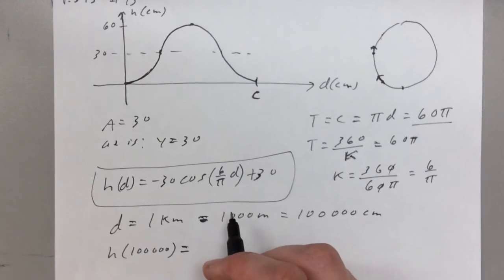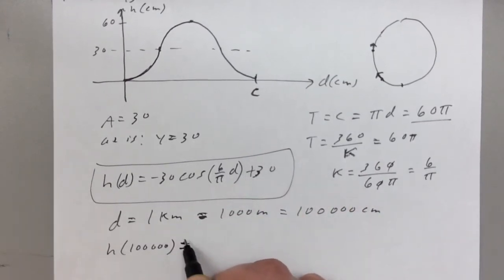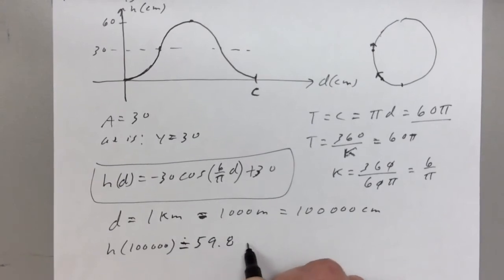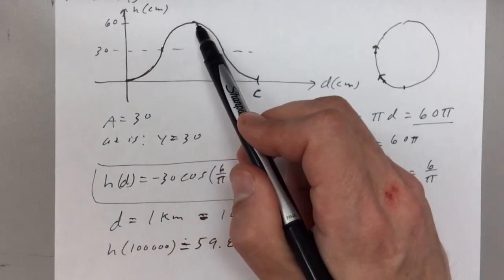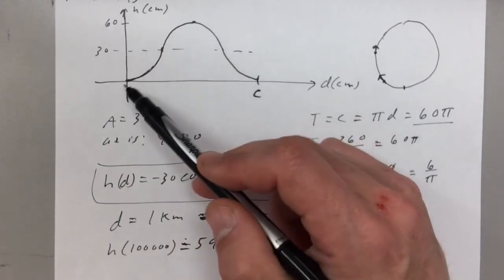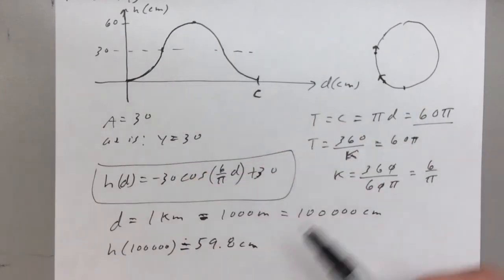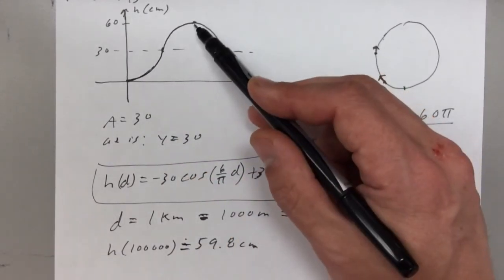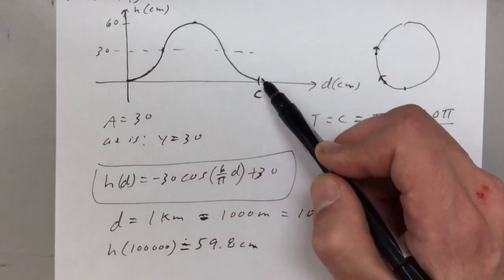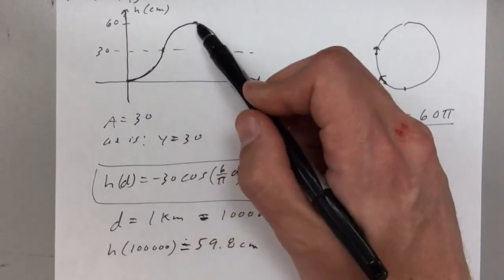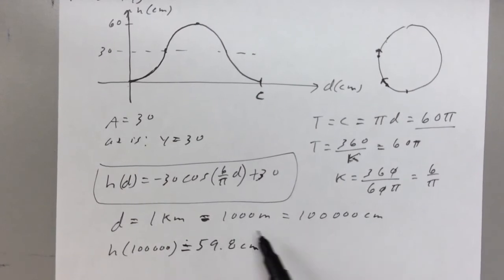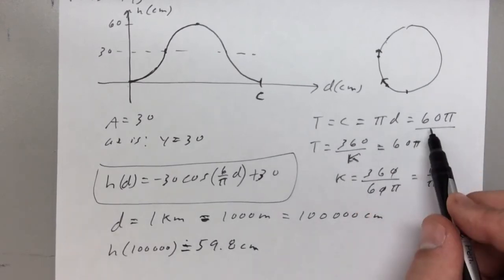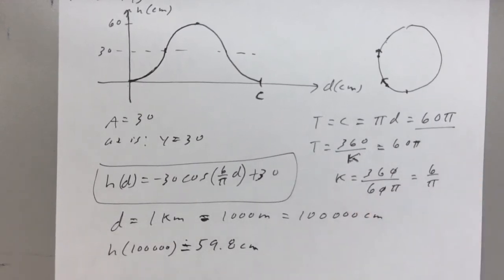When we do that, we get approximately 59.8 centimeters. So it's almost right back at the top, which means that the wheel has rotated almost something and a half turns. This would be a full turn if the nail's right back at the bottom. This is a half turn if it's at the top. And you could check that by dividing the 100,000 centimeters by the circumference, and you'll probably get something .5. So that's that one.